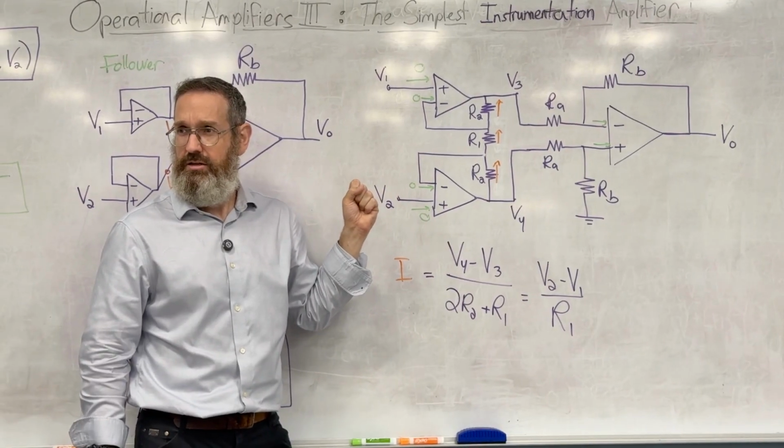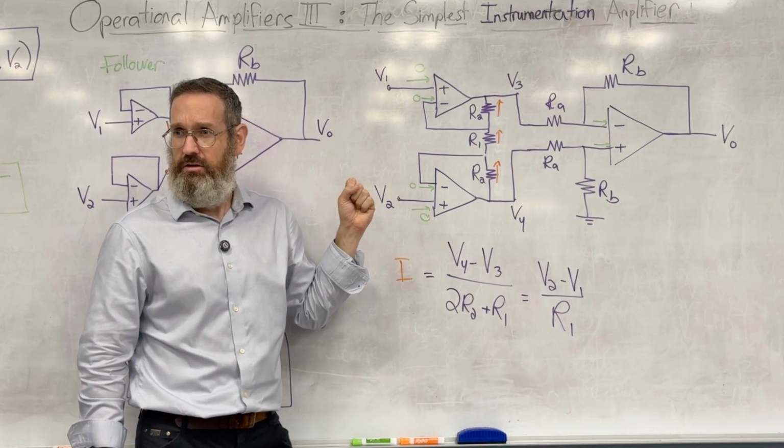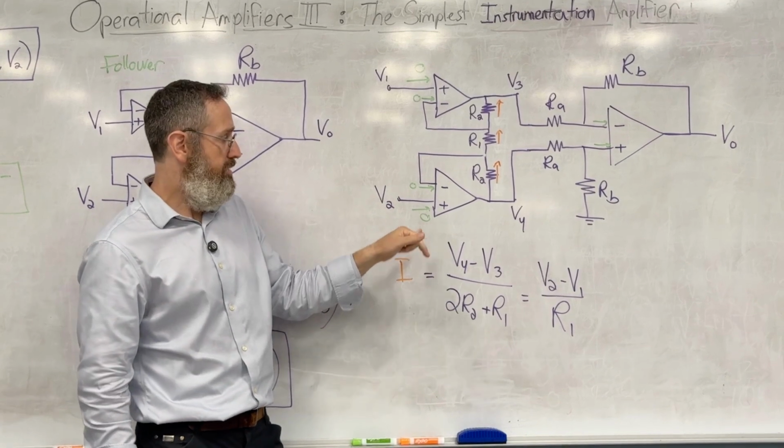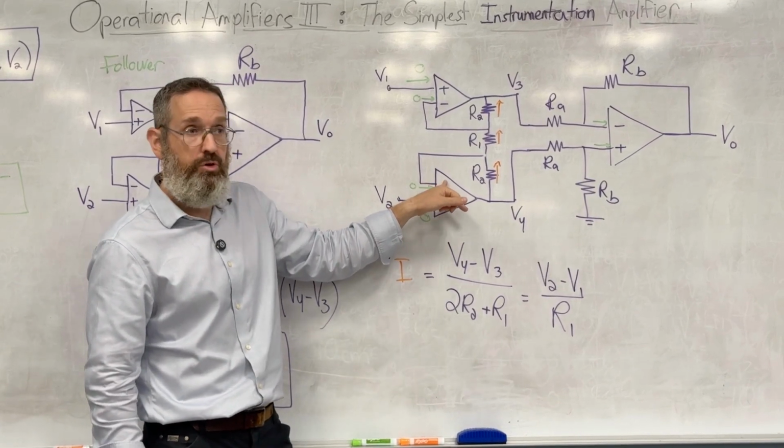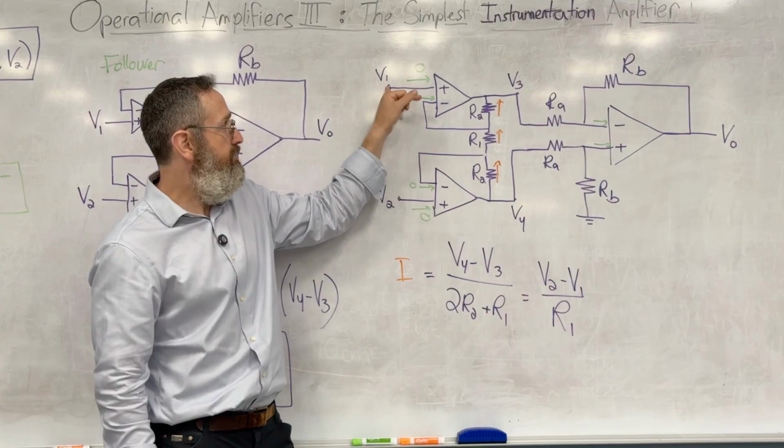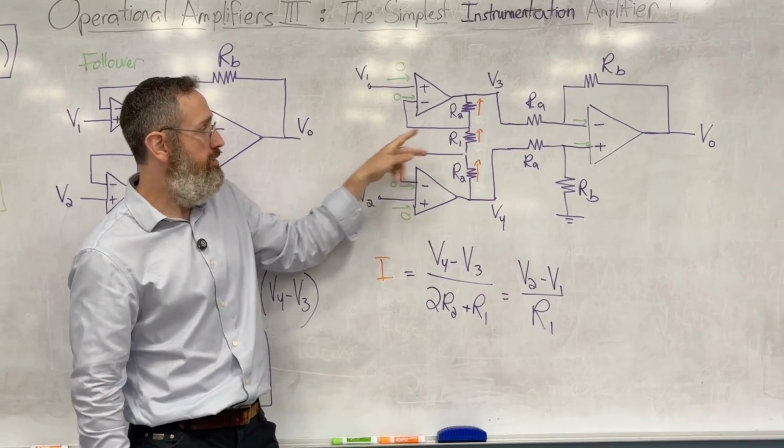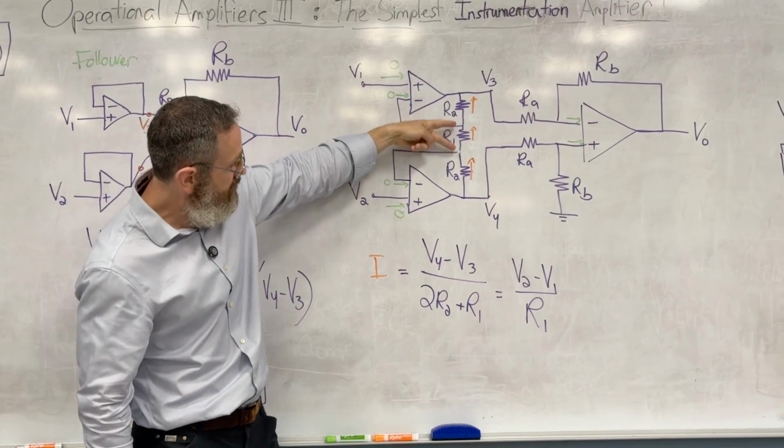Should I talk it through again? Or is it clear? It's clear, right? The V2 gets, by the rule of op amp, shows up here. And the V1, by the rule of op amp, shows up here. And therefore, I get V2 minus V1.